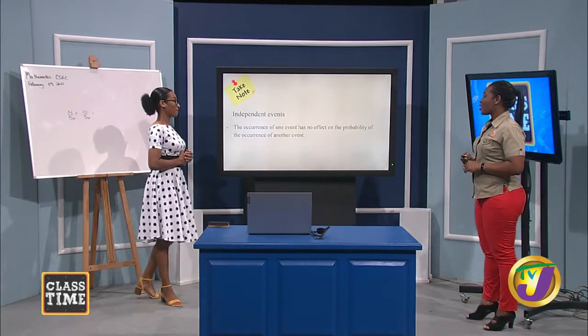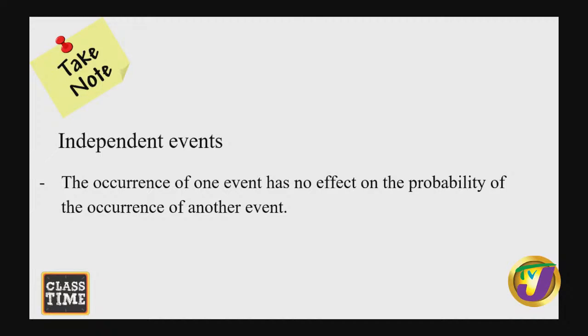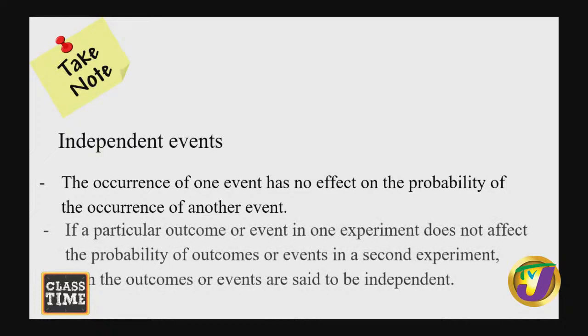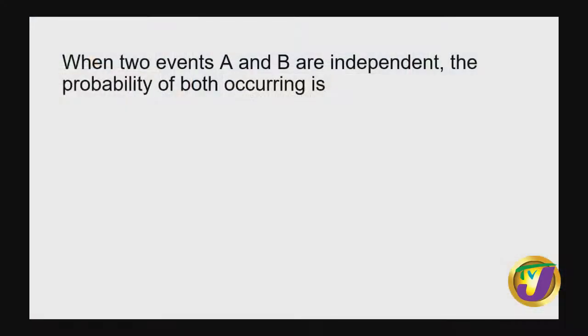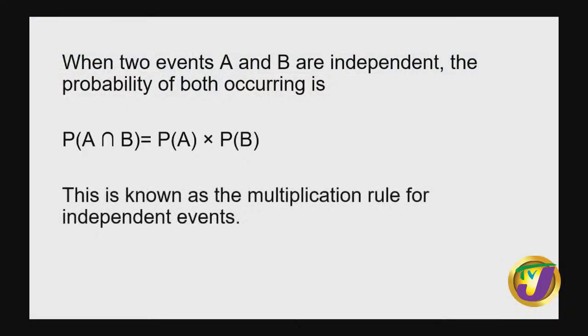So we have independent events. The occurrence of one event has no effect on the probability of the occurrence of another event. If a particular outcome or event in one experiment does not affect the probability of outcomes or events in a second experiment, then the outcomes or events are said to be independent. And finally, we looked at the multiplication rule. When two events A and B are independent, the probability of both occurring, the probability of A and B, is the probability of A multiplied by the probability of B, which is also known as the multiplication rule for independent events.